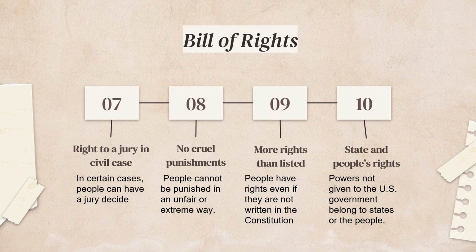More rights than listed. People have rights even if they are not written in the Constitution, and these are the very basic rights. State and people's rights. Powers not given to the US government belong to the states or the people.